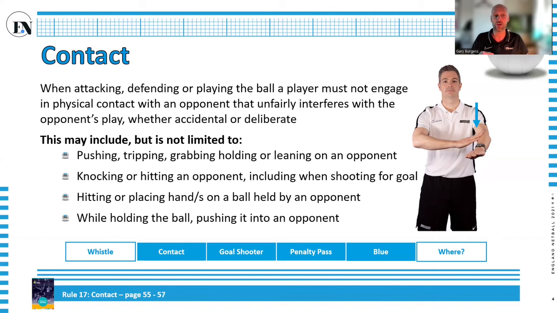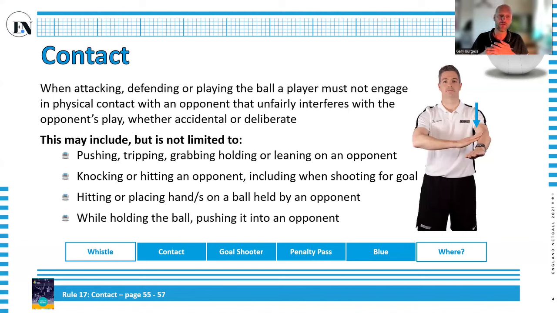Now, some of the things to look at when you're penalising contact, and these may include, but are not limited to, things like pushing, tripping, grabbing, holding, or leaning on an opponent. Okay, knocking or hitting an opponent when they're shooting for goal, so placing their hands on the ball or knocking their arm when they're shooting, hitting or placing the hands on the ball held by an opponent, so not necessarily just shooting but through the court as well. And then also while holding the ball, you can't push it into another opponent.